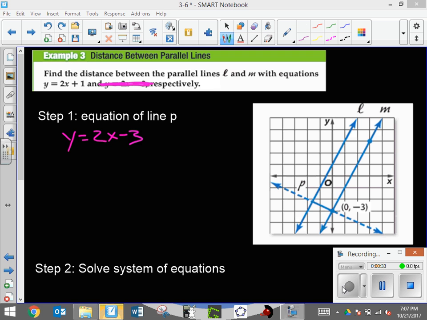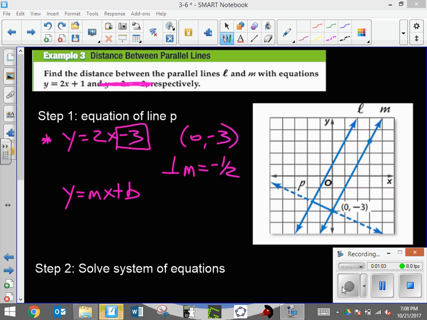So I know a point on this line is (0, -3), based off of my y-intercept. I also need a perpendicular slope, which also comes off this line. If my slope is 2 from my original, my perpendicular slope is negative a half, the opposite reciprocal. I have a slope and a y-intercept, so I'm going to plug it into y equals mx plus b. I get y equals negative a half x minus 3. I'm going to star this one because I'm going to need it for step 3.